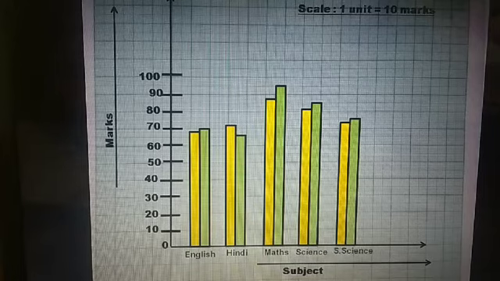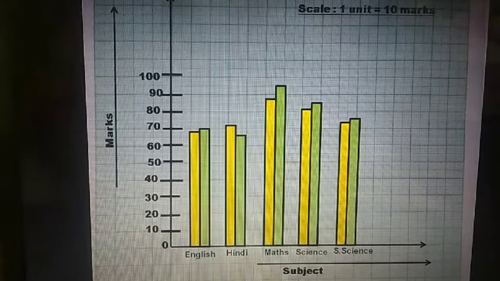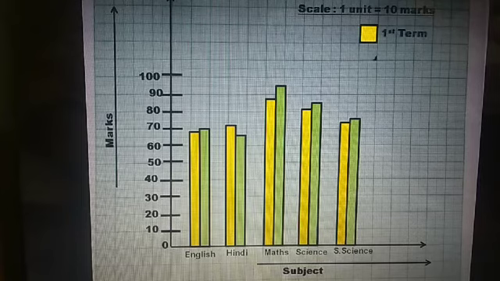Now, how will you figure out which color is showing which marks? So we will mention that too. Here on the right corner, yellow is for the first term and green is for the second term.